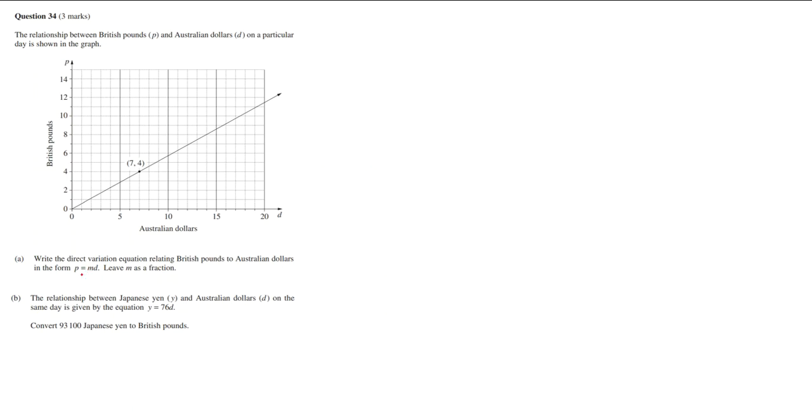For the first part, P is equal to MD, right? So P is equal to M times D. You're already given this point. D is 7 over here. P is 4. So P is 4, M times D is 7. So the value of M is 4 divided by 7. So bring this down. So you can write this equation like this. P is equal to 4 over 7 D. That would be the answer for part A.